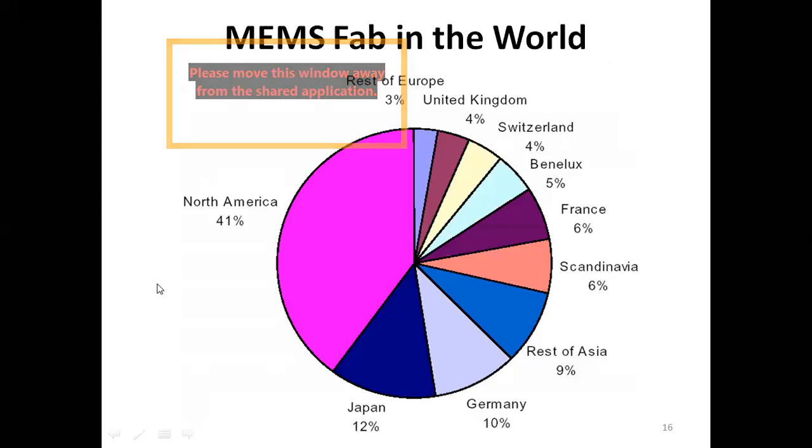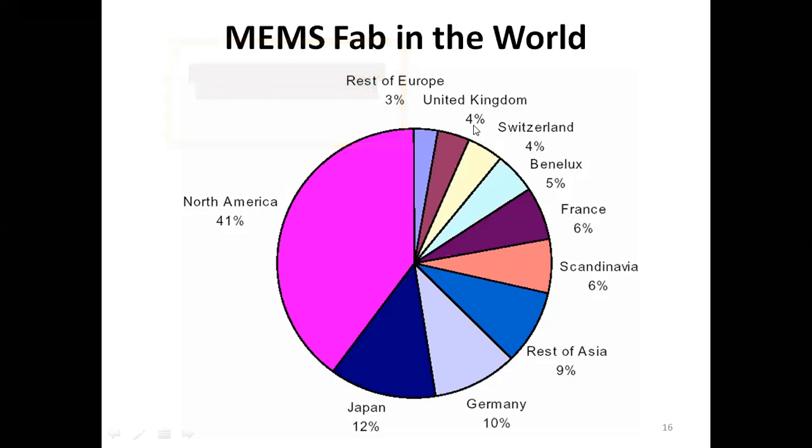MEMS fabrication in the world. Most of the MEMS is produced by USA, North America, 41%, Japan 12%, Germany 10%, rest of Asia, which is China, Taiwan, South Korea 9%, Scandinavian countries 6%, France 6%, Benelux countries 5%, Switzerland 4%, UK 4%, and rest of Europe is 3%.